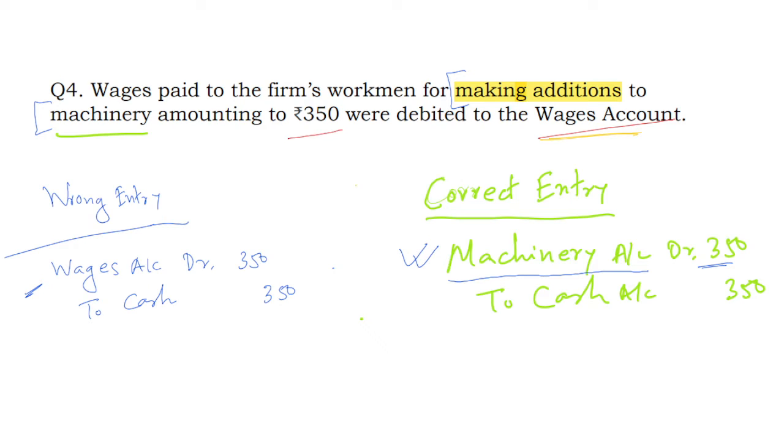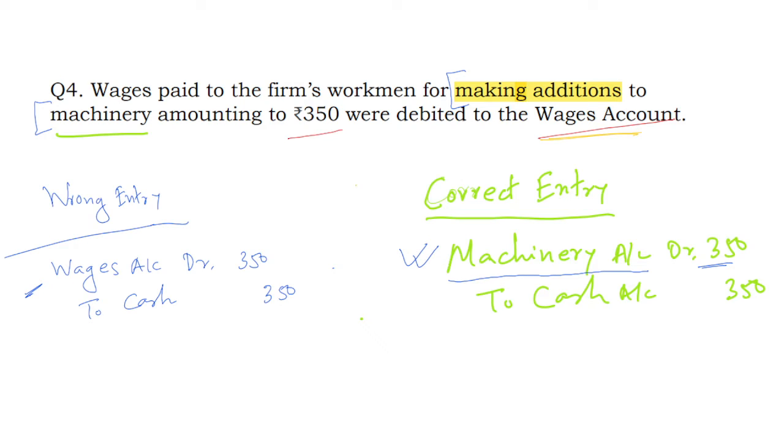Please repeat that last sentence, sir. Any expenses paid for acquisition of any asset or any additions in the asset are considered as the purchase of that asset. Basically it is called capitalized, meaning capital expenditure. Instead of revenue expenditure, we will treat it as capital expenditure. So this is the reason. Thank you, sir.